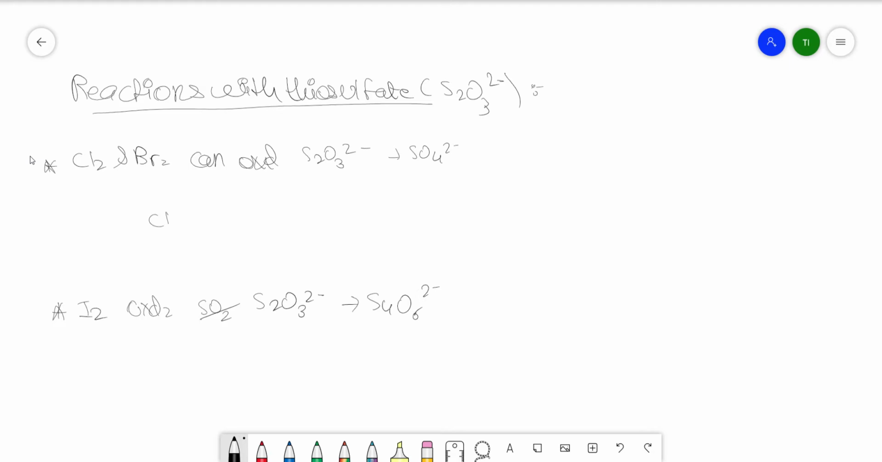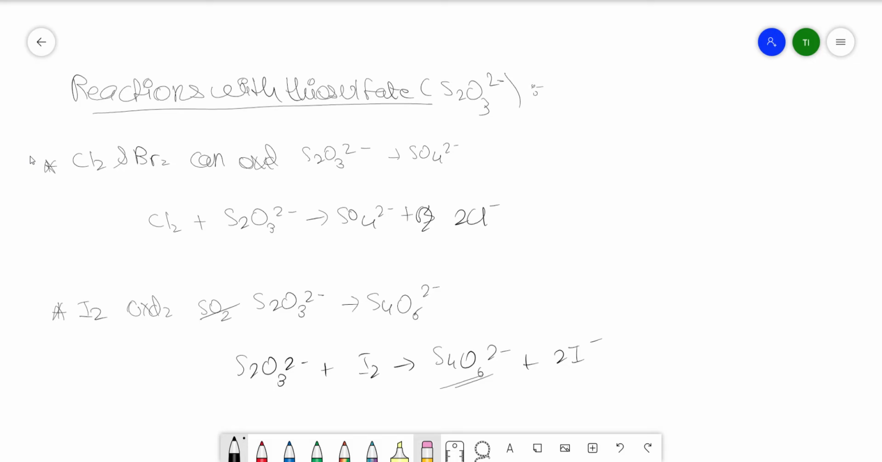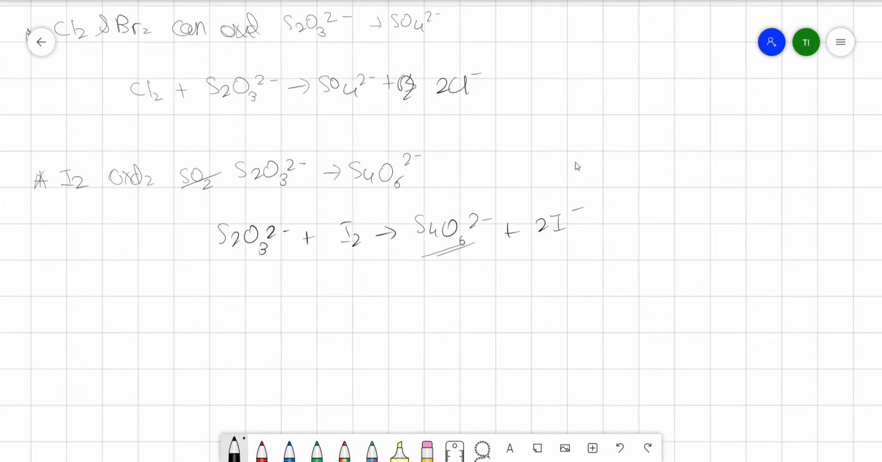The equation for this is Cl2 plus S2O3 2- gives SO4 2- plus 2Cl-. And it's the same equation with Br2. For iodine, it's S2O3 2- plus I2, which would give you S4O6 2- plus 2I-. The reason why this product is produced here is because iodine is not as strong an oxidizing agent as chlorine and bromine are. Okay, now let's move on to the next.